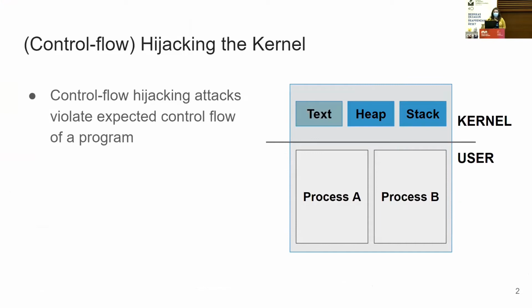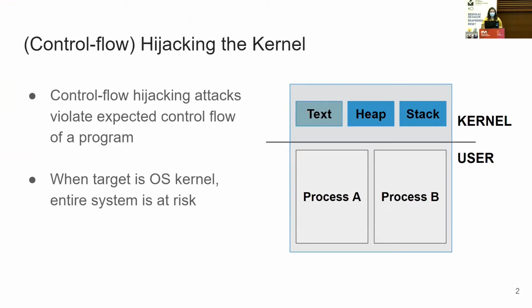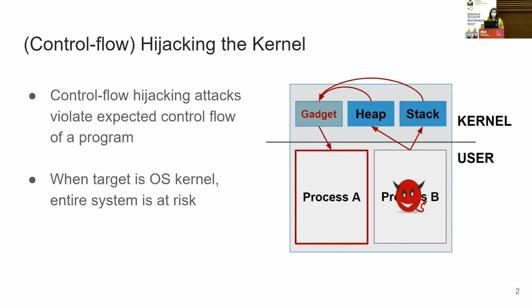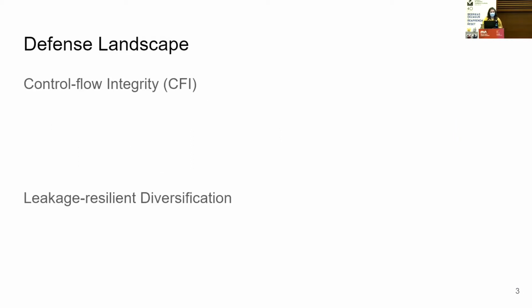Control flow hijacking attacks violate the expected control flow of a program to take over execution and control its behavior. It goes without saying that when the target is the operating system kernel, the security of the entire system is at risk. An attack will typically exploit a memory safety vulnerability in the kernel. Usually a malicious user program will corrupt a function pointer or a return address in kernel memory and set it to the address of a desired code sequence. When control is redirected to that point, the attacker will typically continue by taking over other processes running on the system. Defenses exist, and they range from control flow integrity enforcement to leakage resilient diversification techniques.